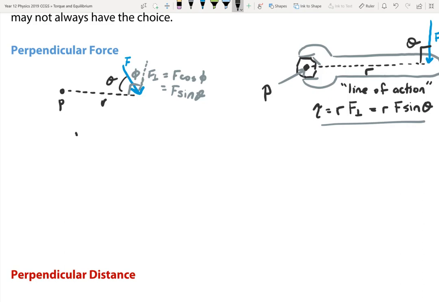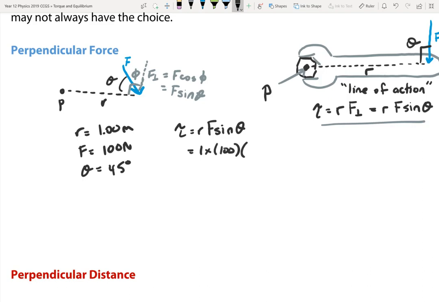So let's just put in an example. R equals 1 meter, F is 100 newtons, provided at an angle of 45 degrees. So we'll go torque equals R F sine theta, 1 times 100, sine 45, and we get 70.7 Newton meters clockwise.